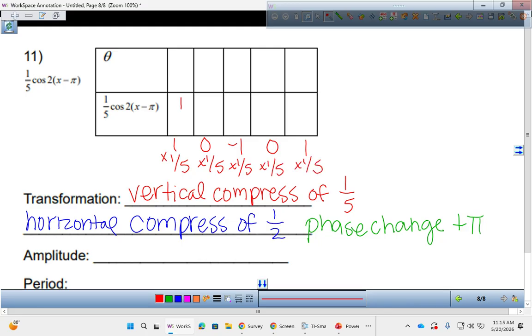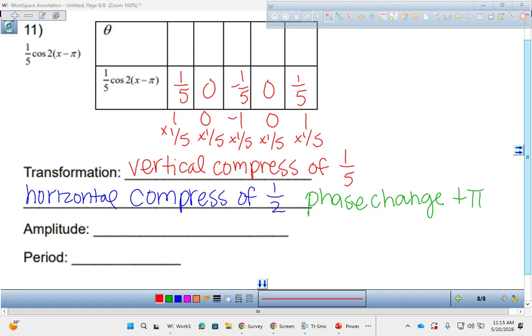So I'll have a 1/5 here, a 0, a negative 1/5, a 0, and a 1/5. Which means it's gotten 1/5 the size, and the amplitude is 1/5. The amplitude is your A value in the equation.